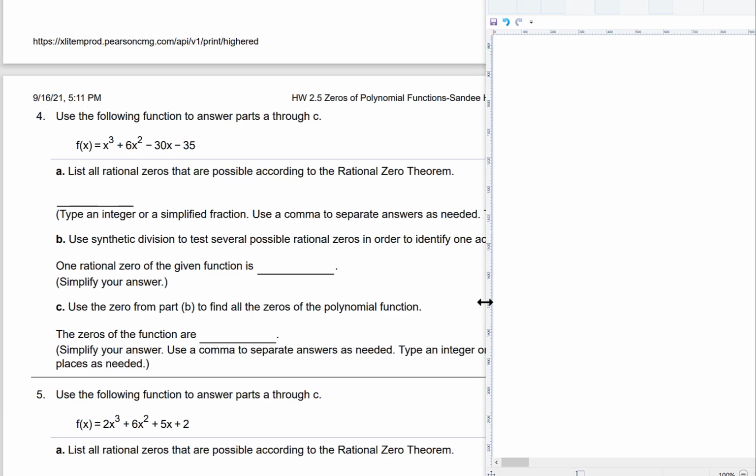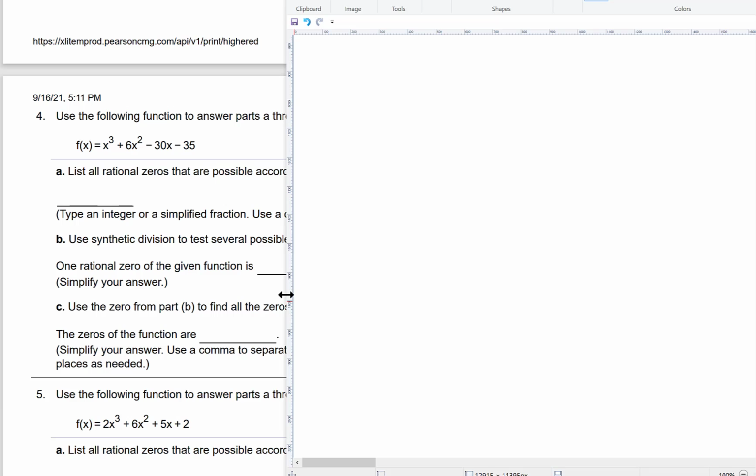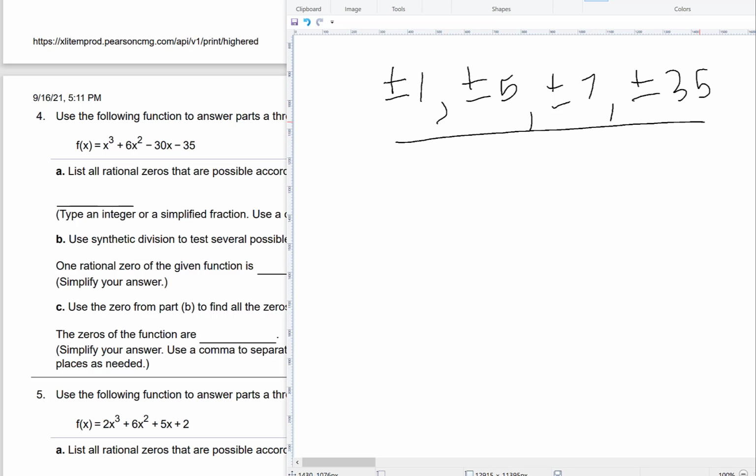Number 4, use the following function to answer parts A through C. List all rational zeros that are possible according to the rational zero theorem. So this time we have a 35 as our constant, so it's the factors of 35 all over the factors of 1. Since everything's divided by 1, this is irrelevant. We don't even have to worry about it. These are our possible rational zeros. We will use synthetic division to see if we can get one of these to work.